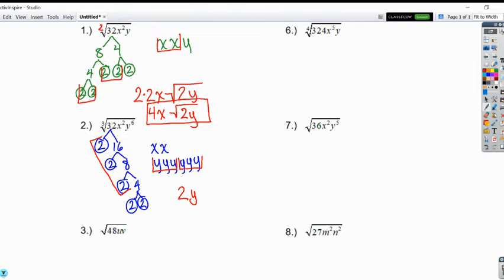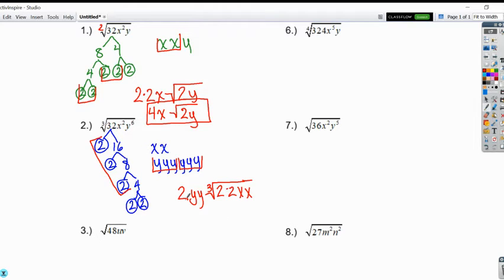I have a group of 3. Write it down once. Anything that's left over stays inside the cube root. So my first 2 that's prime gets left inside. The second 2 that was prime gets left inside, as well as the x and the x that we did not use. They have to stay inside the radical.